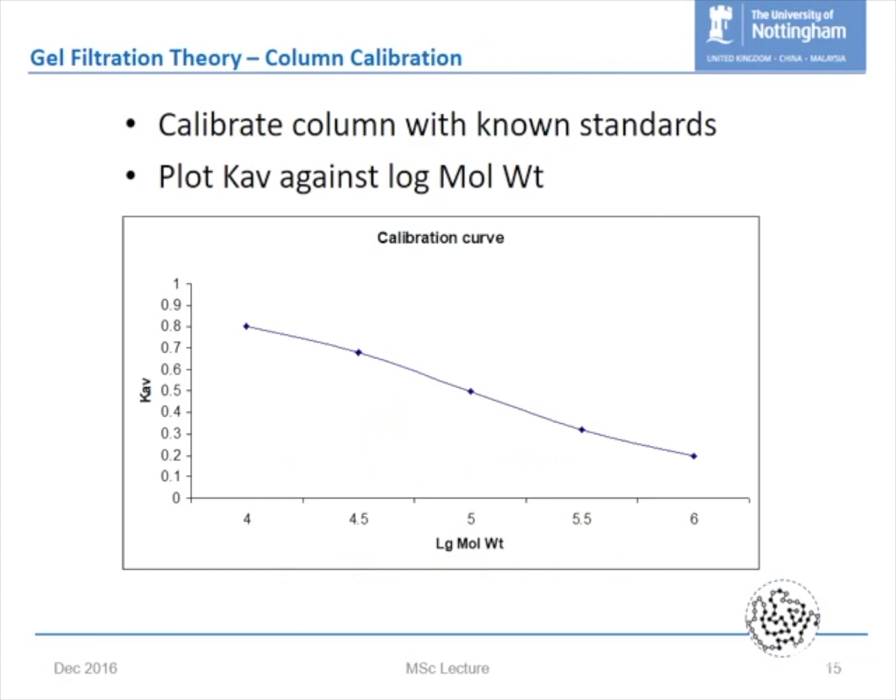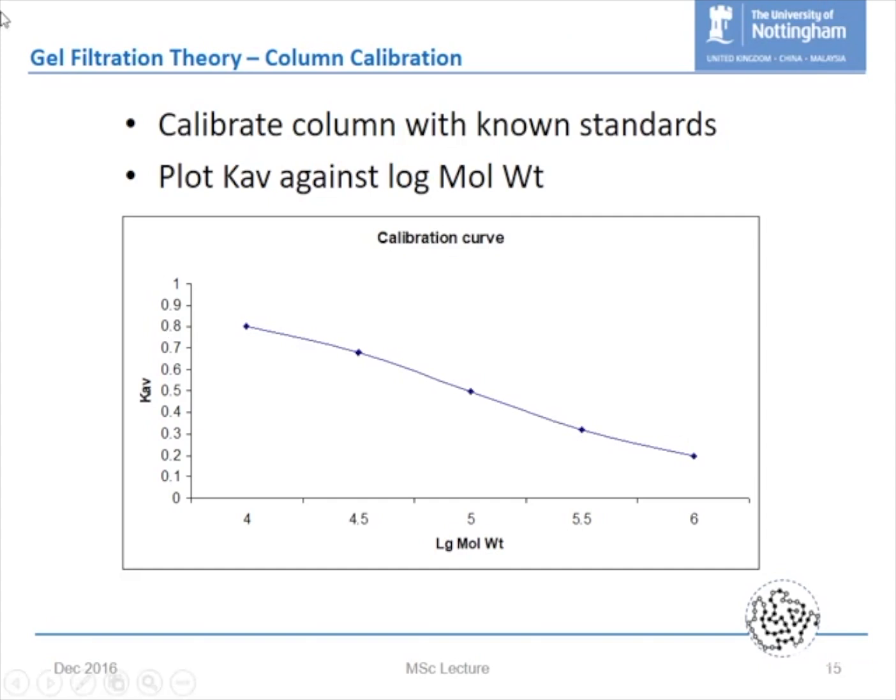Okay, so we've described KAV, the average partition coefficient, and what we can do, similar to what I've just said, is run some standards down our column. Let's just say it's the large of the columns here. I can plot a graph of the log of the molecular weight of my standards against the KAV that we see, and I can draw a line like that.